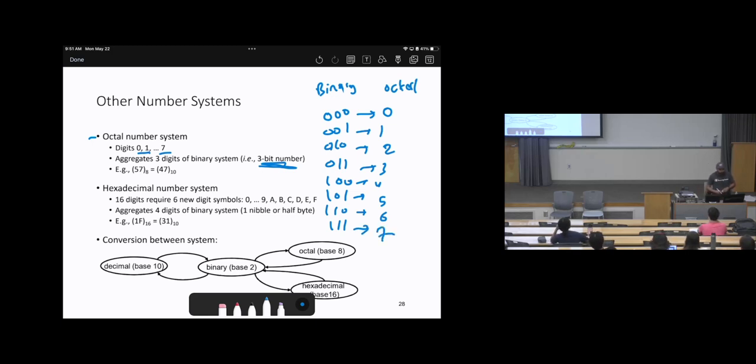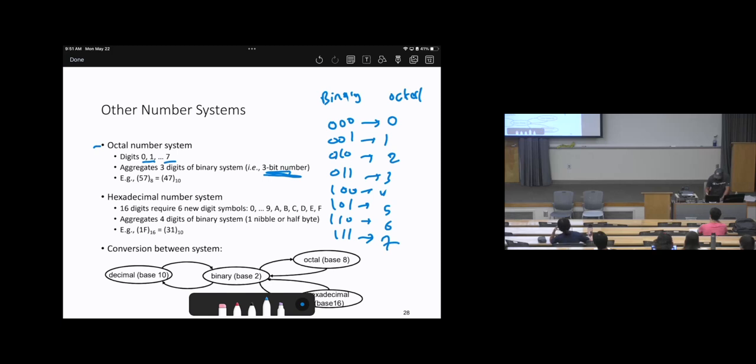So as a result, we can use this to make it easier. We can convert from binary to octal and octal to binary easily. So let's look at, for example, the number 57. I need to convert this from octal to binary. So 5, look at the table, 101. 7, look at the table, 111. Then I can convert it easily.